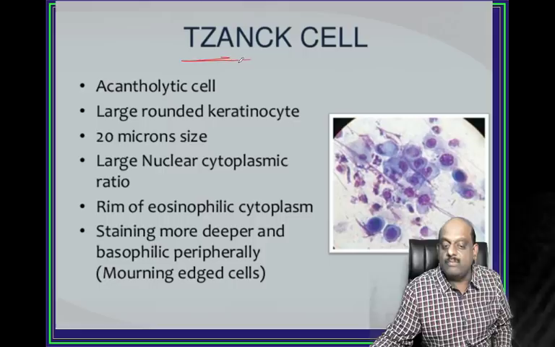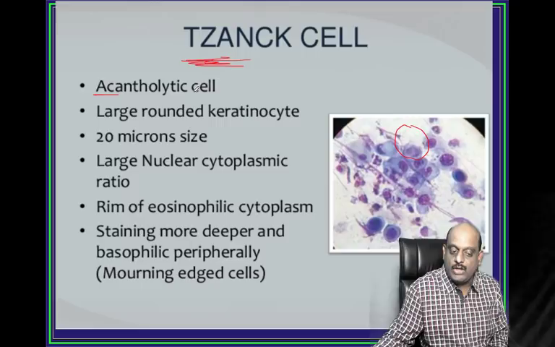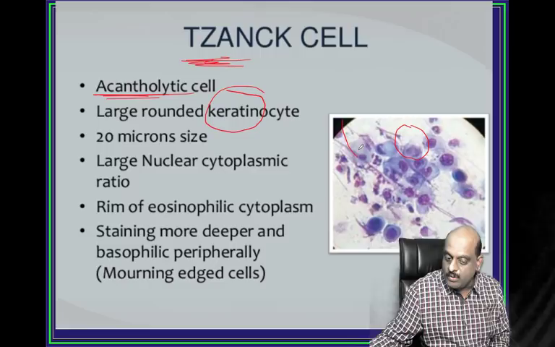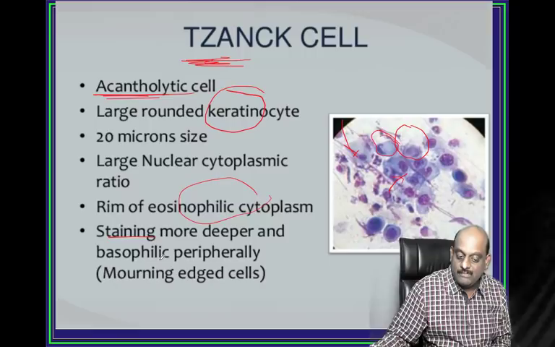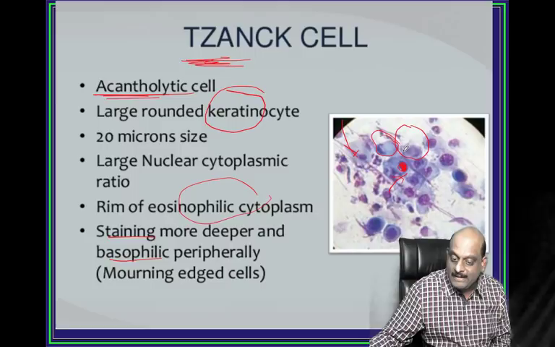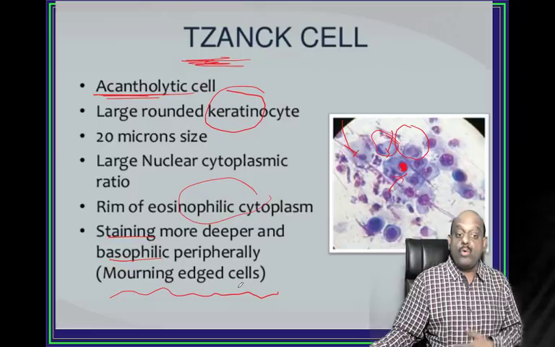Tzanck cell is an acantholytic cell. It is a large rounded keratinocyte. It has a large nuclear cytoplasmic ratio, rim of eosinophilic cytoplasm, and the staining is deeper and more deeper and basophilic in the periphery. That's called morning edged cells. What are they called? Morning edged cells. In the case of the pemphigus vulgaris, is what you should remember.